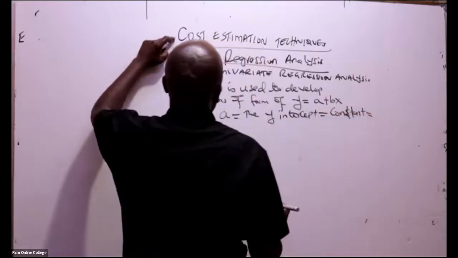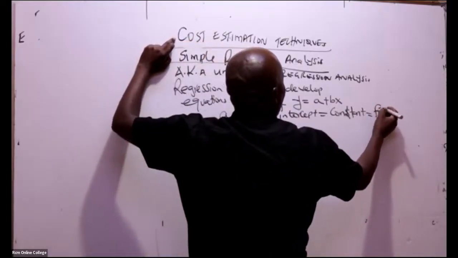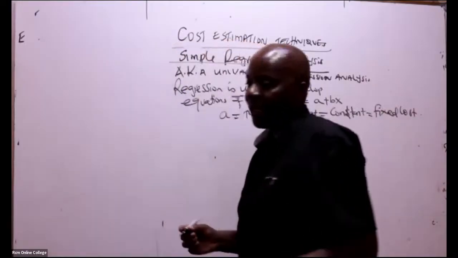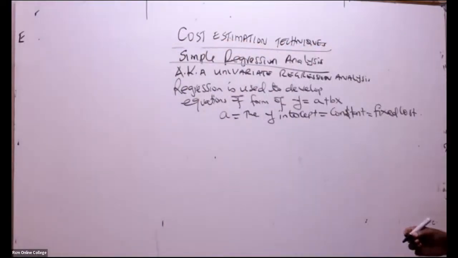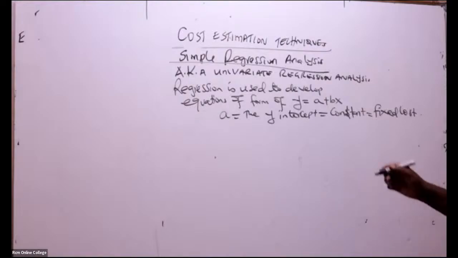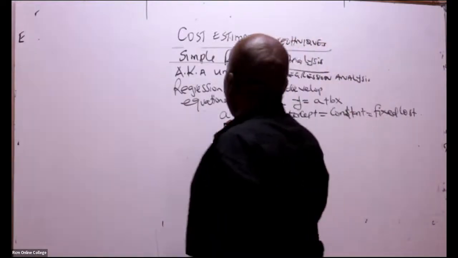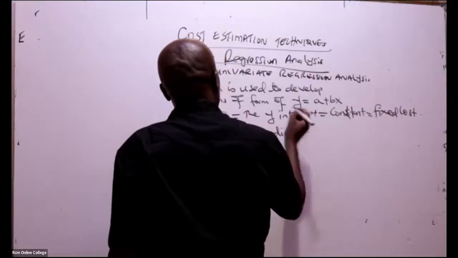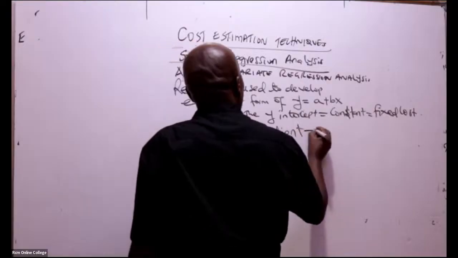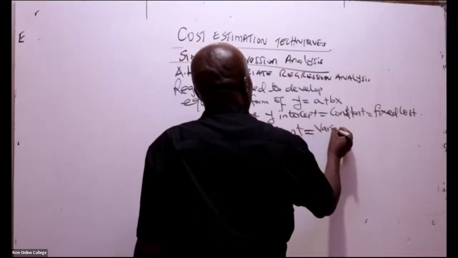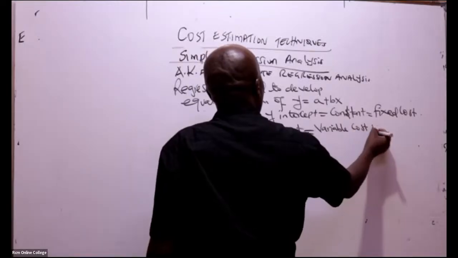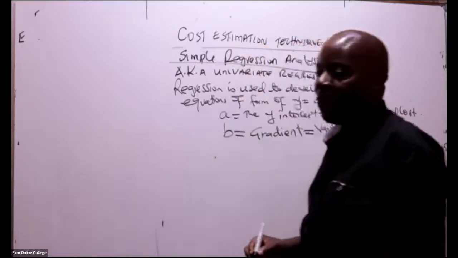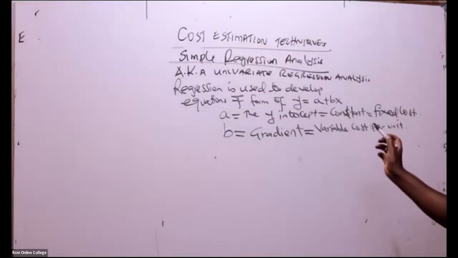In terms of cost estimation, this will be fixed cost. That is A. All right. And then we have B, which is the gradient. So gradient will be our variable cost per unit. Variable cost per unit.